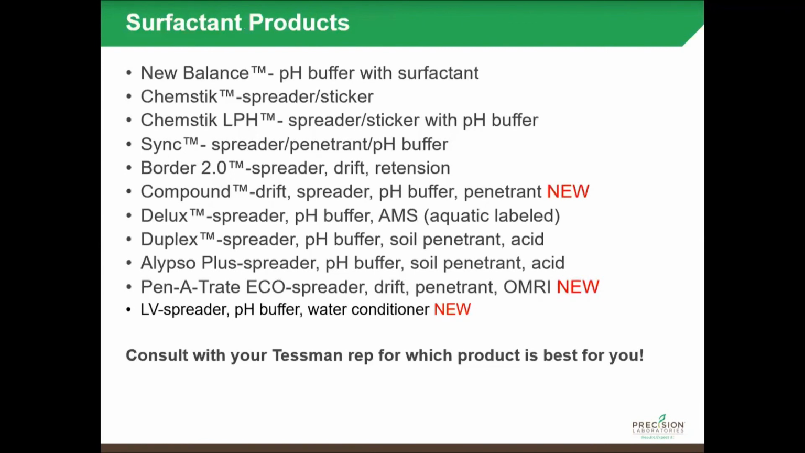So in our surfactant line, we've got a whole host of products, and it becomes very confusing. Do you just want to address the pH and bicarbonates? Do you want to have something that's a spreader sticker for rainfastness? Or do you need to have the ChemStick LPH that does both the spreader sticker with the pH buffering and tying up bicarbonates? Sync, Border 2.0 we covered, Compound. I would say you just need to consult with your Tessman rep for which product is best for you.